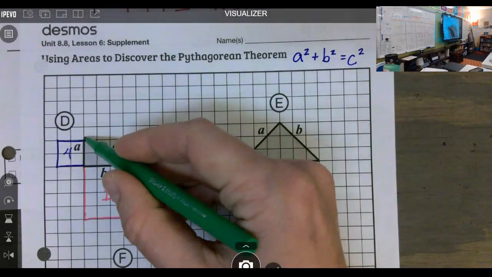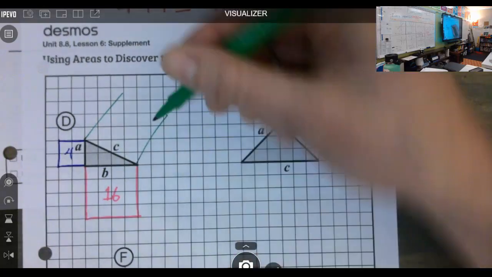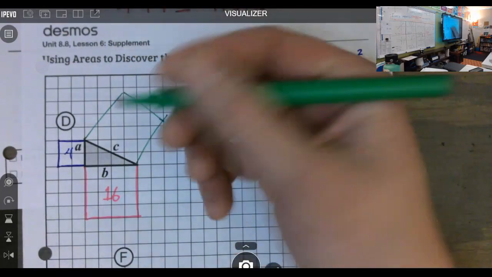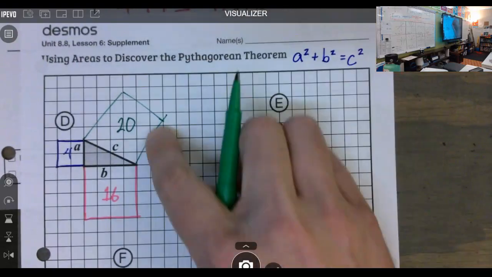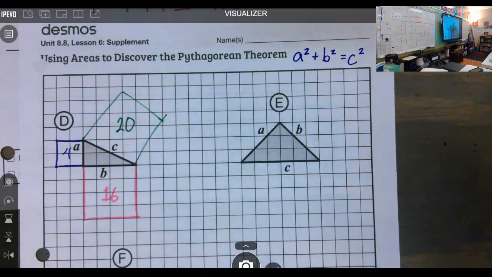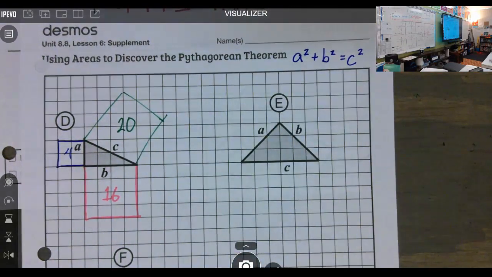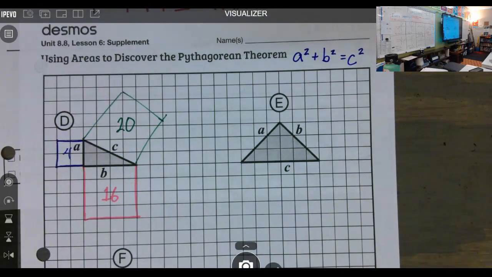So even though we don't really know what C is right now, and that drawing's only so good, we know it would have to be 20 because the Pythagoreans proved this. Lots of people proved it. Even a previous president proved it.